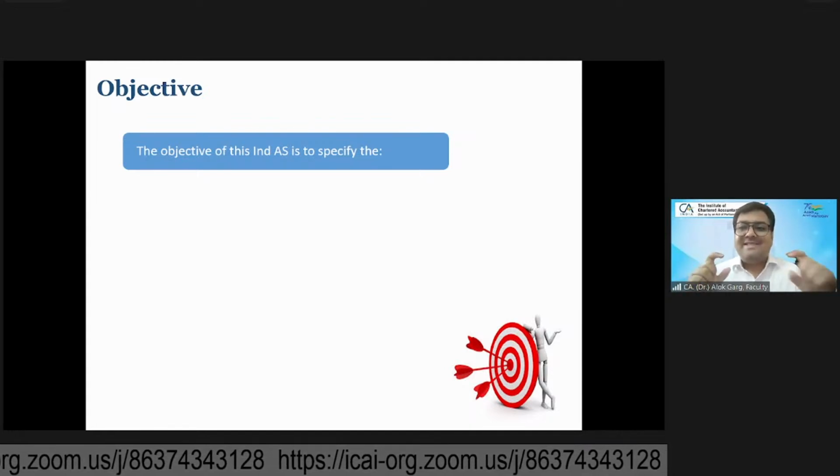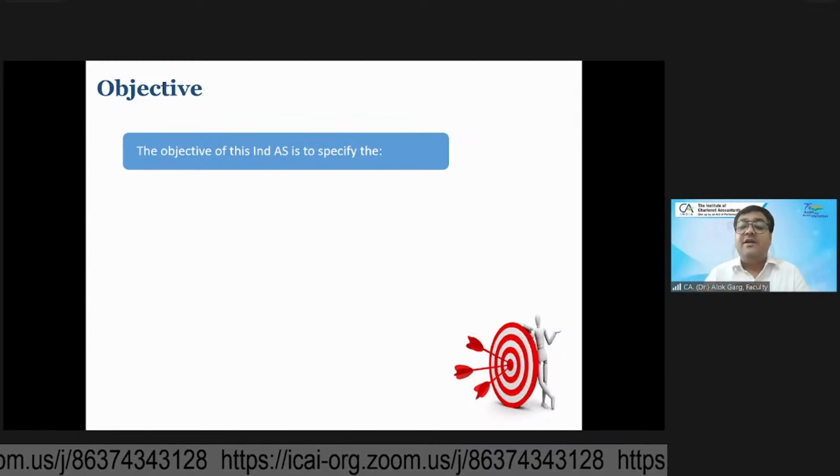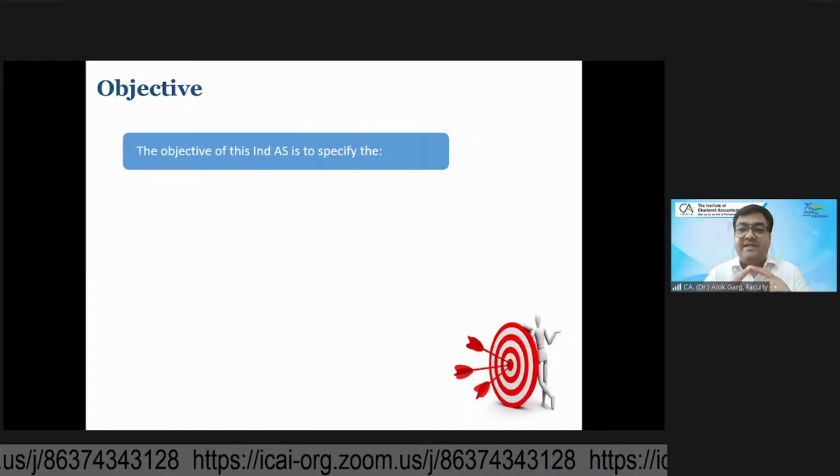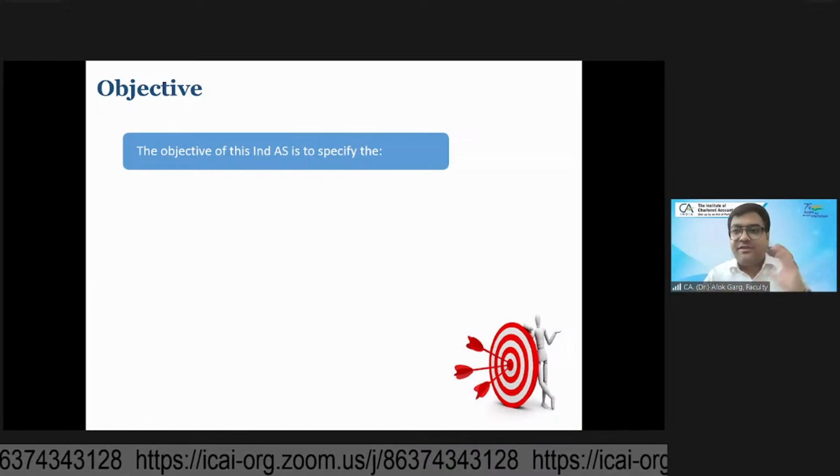So what is this? Is it an individual asset held for sale or a group of assets held for sale? This is known as an individual asset held for sale, and this is known as a non-current asset held for sale.